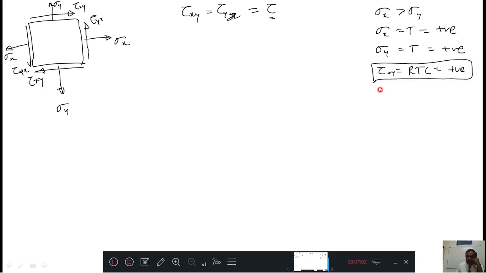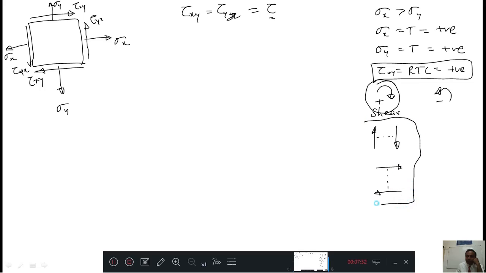We are using it like clockwise shear positive, anti-clockwise shear negative. Clockwise shear, sir, how can shear be clockwise? See here, one force acts like this, another force acts like this, then these two forces together make a clockwise direction. Therefore this is called clockwise shear. Even if this force acts like this and this force acts like this, these two combinations also make clockwise. Therefore these two are clockwise shears and considered as positive.